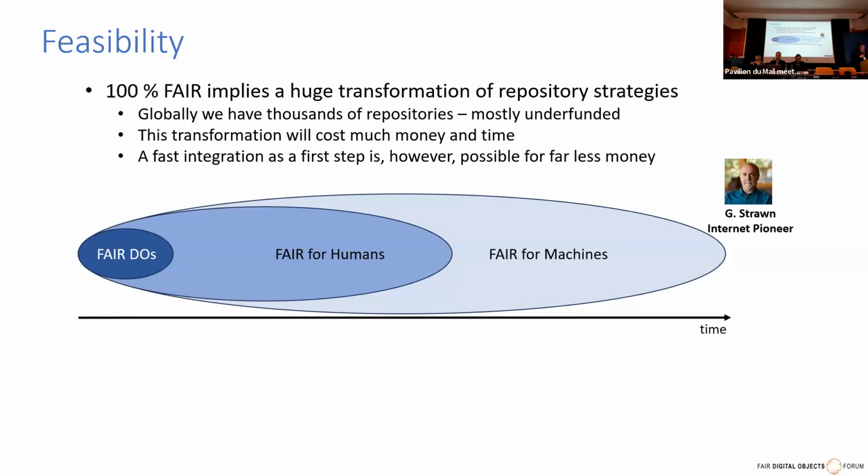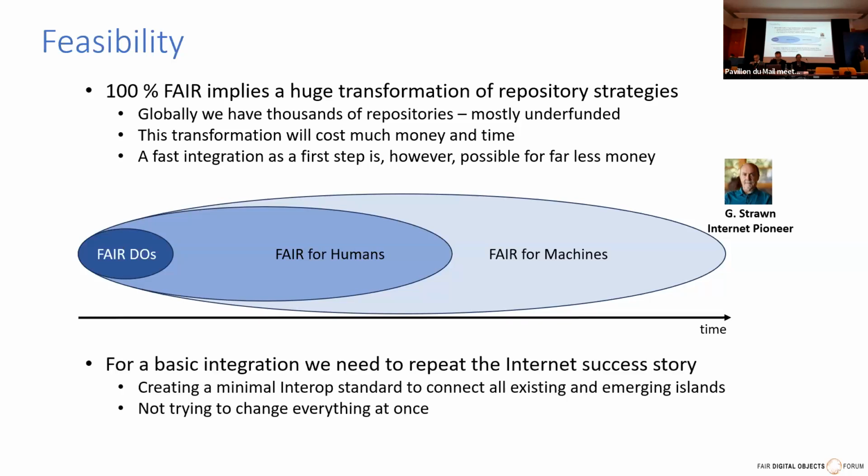Fair for humans, so that means having good metadata, but not something which machines immediately understand, but humans can see it, is already a huge step for many repositories. Still, it will require a lot of time. Here's something which allows integration: fair digital objects. Now, let me see that I explain this to you a bit.